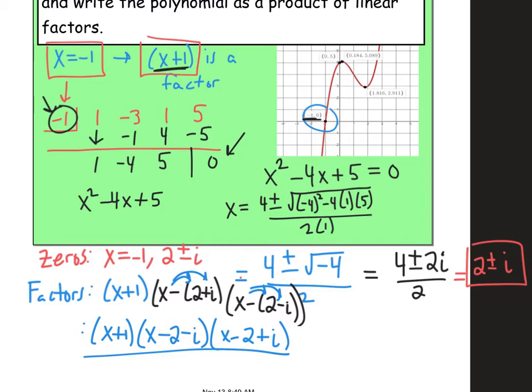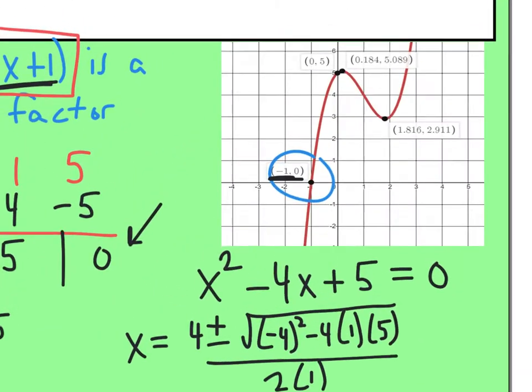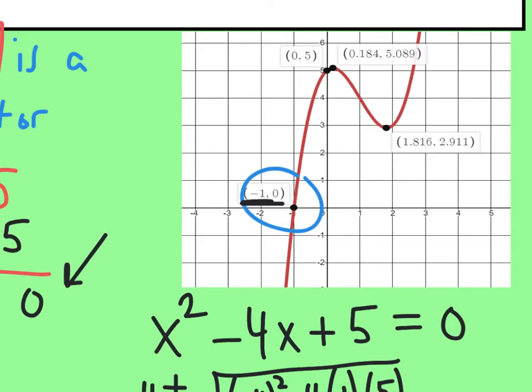Example, where it crossed the x-intercept. See how it kind of crossed all the way through. When it came through negative 1 here, the graph crossed through the x-axis.